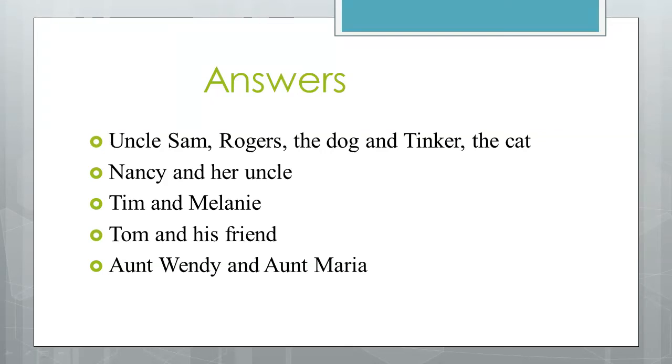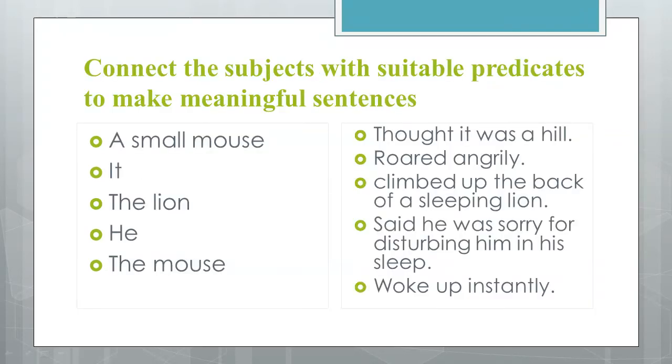A last exercise today. Connect the subjects with suitable predicates to make meaningful sentences. You are given a column here. Join column A to column B. This is a very interesting story. You all have read this story. That is The Lion and the Mouse. You are given subjects on one side and predicates on the other side. Join the subjects to the suitable predicates to make the story. Subjects are a small mouse, it, the lion, he, the mouse.